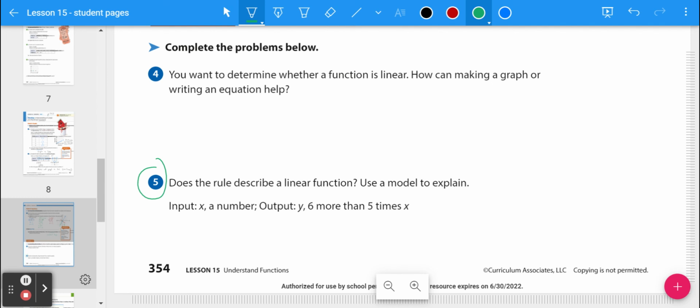Okay? So if your input is any number and your output is 6 more than 5 times that number, give some examples or in a table or a graph, or make an equation if you can. See if you can explain whether that's linear or not.